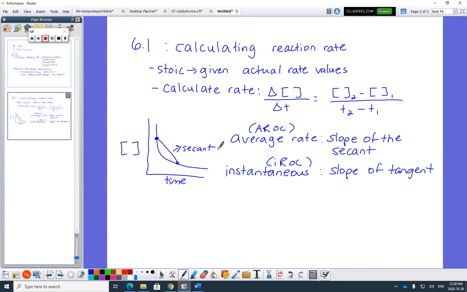Draw a better secant than I did. You just don't want it to cross the line. Same thing with a tangent. A tangent is a little bit more annoying. So, pick a point. That was not a good tangent. Maybe like that. So a little bit more estimation with a tangent. So I'll accept a variety of answers within reason.